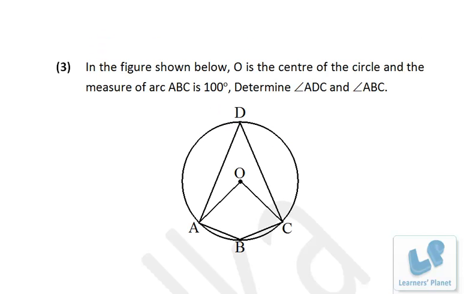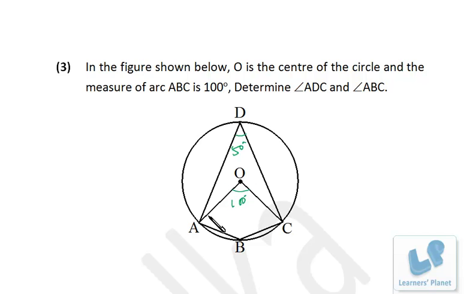Now this problem. In the figure shown below, O is the center of the circle and the measure of arc ABC is 100. We have to find out angle ADC and angle ABC. Now do not get confused. This is the measure of arc ABC. That means this is ABC. So the measure of arc ABC is 100. That means this angle is 100. Right? Now we have the segment AC. From this segment, the angle made at the center will be double that at the circumference. So if it is 100, it has to be 50 degrees.